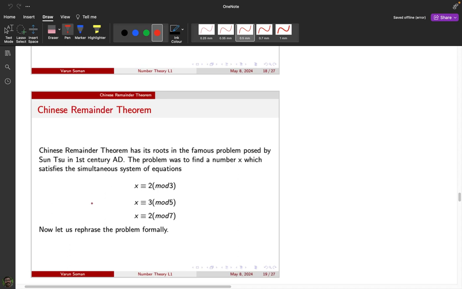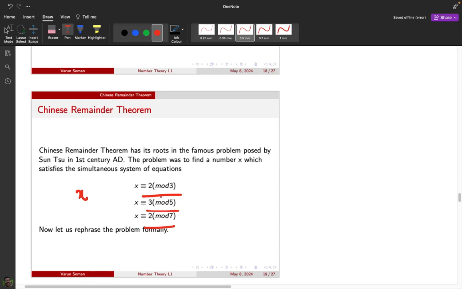I have to find a number x which gives remainder 2 when divided by 3. The same number should give a remainder of 3 when divided by 5. It should give a remainder of 2 when divided by 7. There are many variations to this problem. The idea is that there will be some congruences and some numbers, and you have to find a number which actually gives these remainders when divided by these numbers. The numbers will vary here.